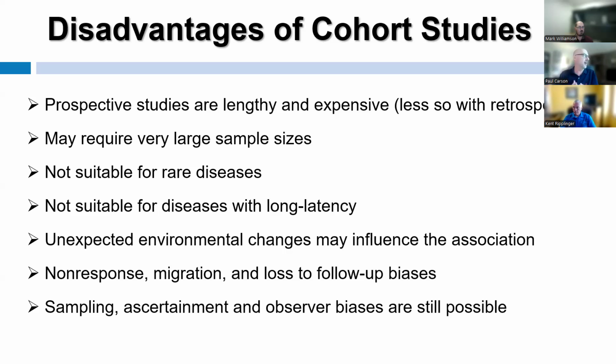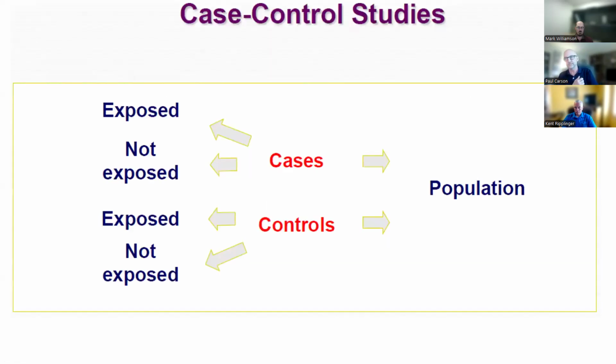If I'm doing a smoking study around Chernobyl and Chernobyl happened, that's going to throw off all of my cancer calculations, right? So environmental factors can influence that association. Non-response, people not following up, people who move away, you lose them. So there's loss to follow-up biases. You can also have sampling and ascertainment and observer biases, which is beyond the scope of this discussion today, but bias is still a potential problem here.